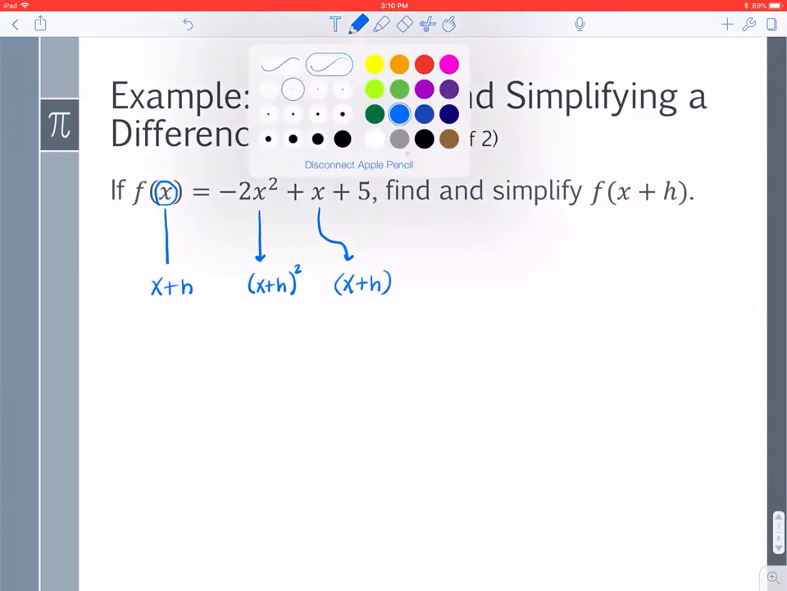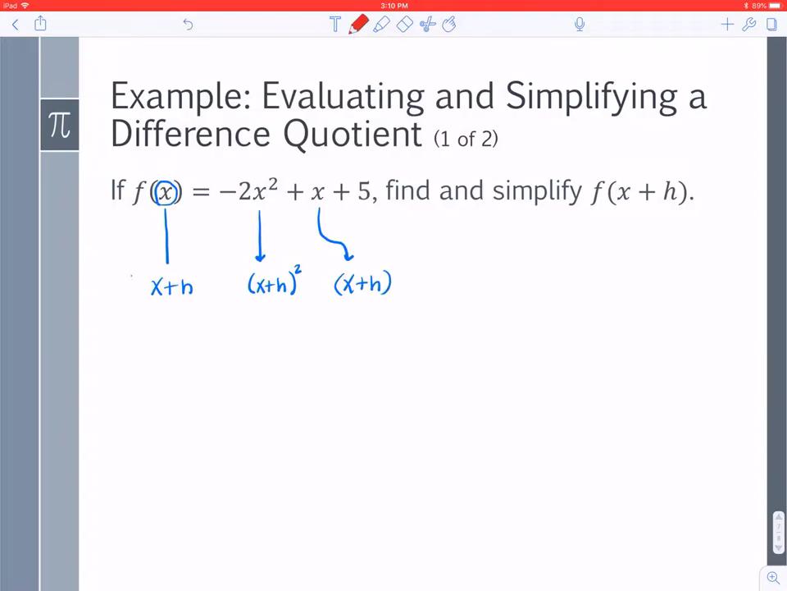All right, so now what does my function look like? f of x plus h is equal to negative 2 times x plus h squared plus x plus h plus 5. Now we have to square this binomial. We have to distribute the negative 2 across and combine like terms if we had any.